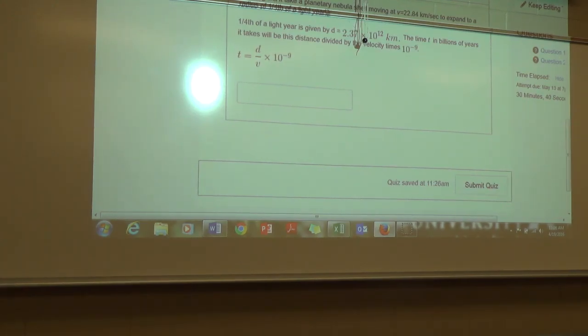Okay. Question 2 in chapter 14. How long will it take for a planetary nebula shell moving at 22.84 kilometers per second to expand to a radius of a fourth of a light year? So a fourth of a light year is 2.37 times 10 to the 12 kilometers. Time t in billions of years is that divided by the velocity, times 10 to the minus 9.